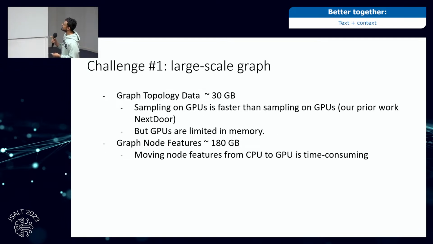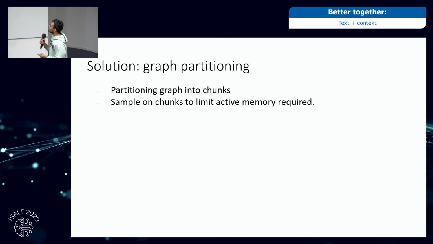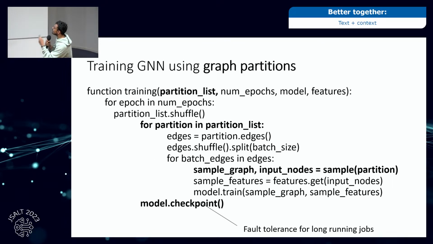So, as I mentioned, this is the problem with the graph topology. It's insane, the graph topology being very, very high. So we use sampling to decrease the active memory that we require. And now, how do we use this partitioning approach that we came up with?